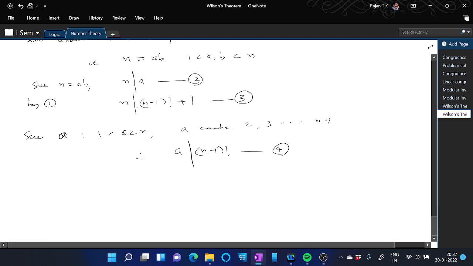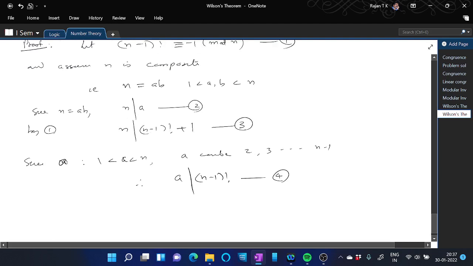Now, A divides n because n is equal to AB. Since A divides n and n divides n minus 1 factorial plus 1, using 2 and 3, A divides n minus 1 factorial plus 1.